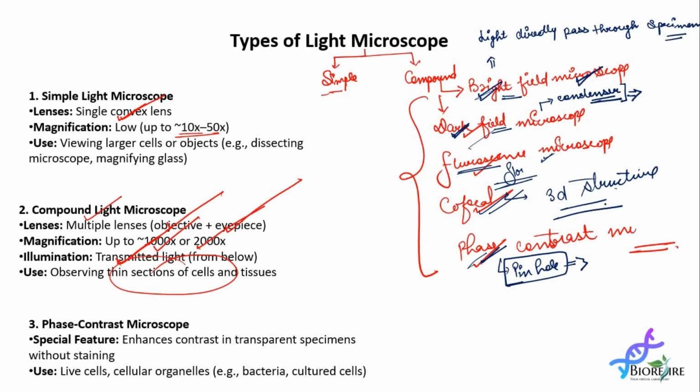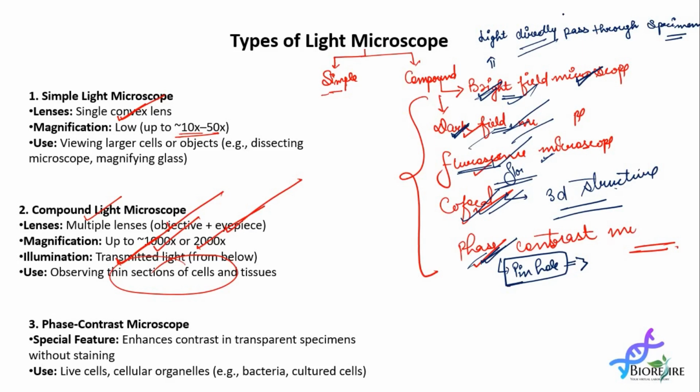These are the different types of light microscope. In the bright field microscope, light is directly passed through the specimen. In the dark field microscope, we use a special type of condenser, and due to this condenser, only scattered light reaches our eyes. Now these are the different types of microscope: bright, dark, fluorescence, confocal, phase contrast.